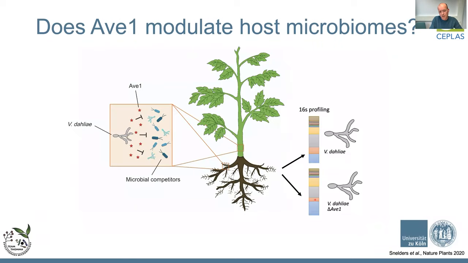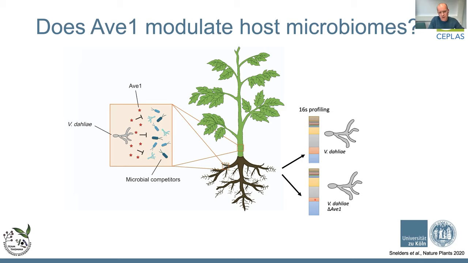So if this is the case, then it could be that AV1 is used by Verticillium to selectively modulate the microbiome of the host, because it is evident that this activity is not ubiquitous and not any bacterium is targeted, but particular bacteria seem to be targeted.